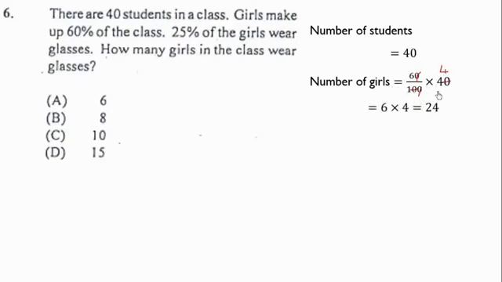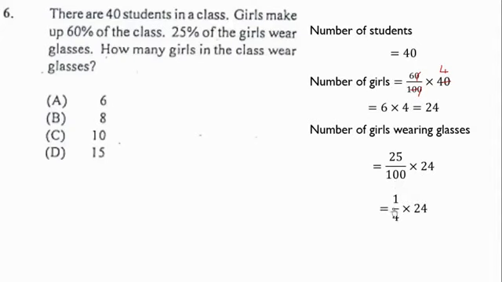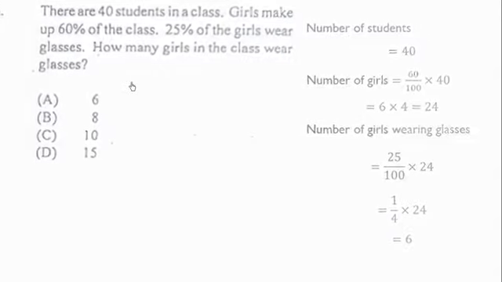Now out of these 24 who are girls, we have 25% of the girls wearing glasses. So the number of girls that are wearing glasses is 25 out of 100 times 24, and 25 out of 100 is the same as 1 out of 4. Before we go here, 6 times 1 will be equal to 6. So 6 girls wearing glasses.